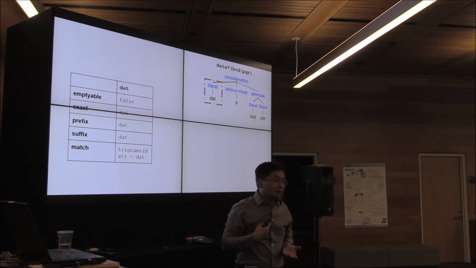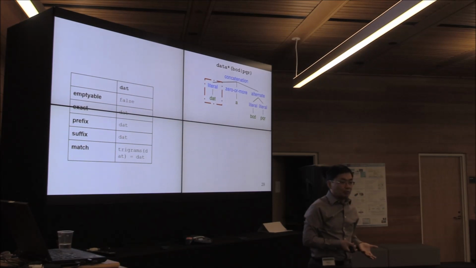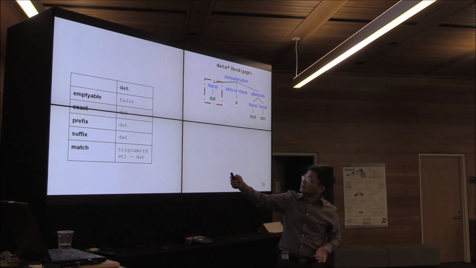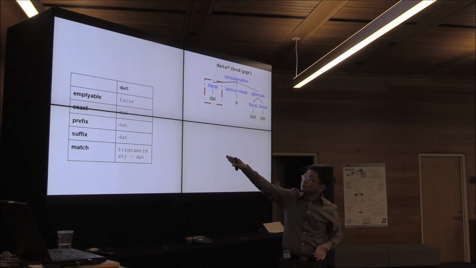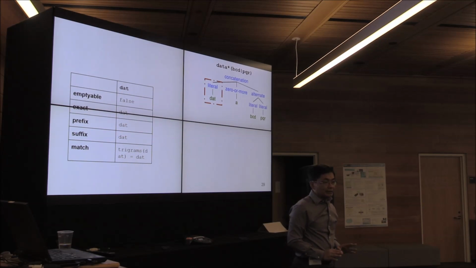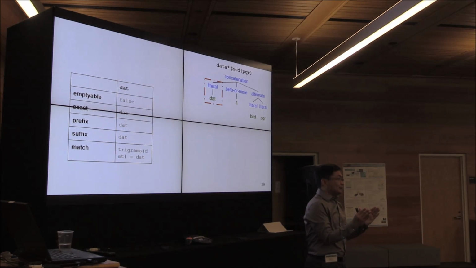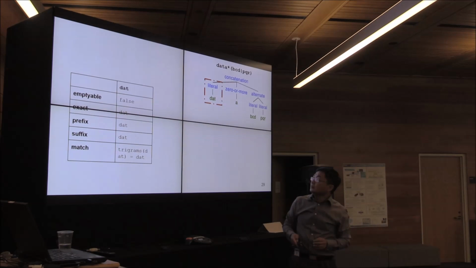So DAT, it is literal, that's not empty, so we know it is not empty-able. So the empty-able is false, and then exact match is that DAT; prefix, suffix, they're all DAT. This is an easy case. The corresponding match, you call the trigrams function. You get the simplest Boolean expression using grams. That's the starting point.